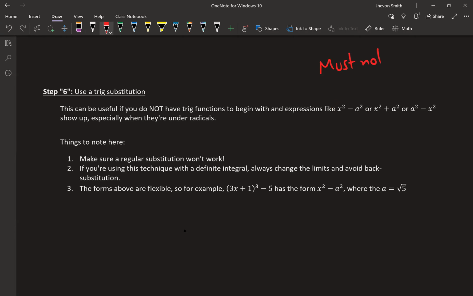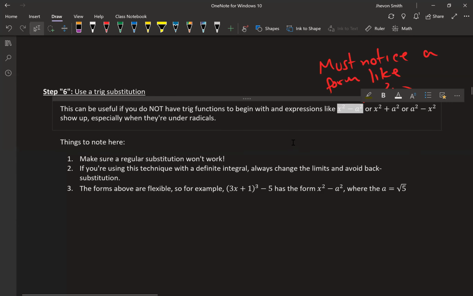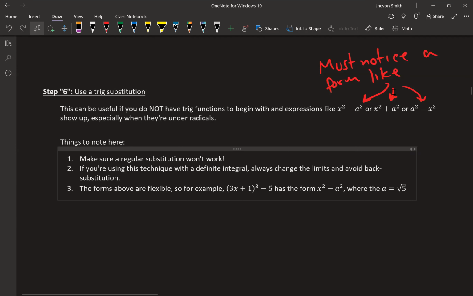Must notice a form like this or that, right? And this is especially useful if one of those forms shows up under a radical, but they might not show up under a radical. They can show up all over the place, but as long as you see this, you realize, hey, I can do a trig substitution. Like for the x squared minus a squared, of course, you're going to substitute x equals a secant theta. For the x squared plus a squared, you substitute x equals a tangent theta. For the a squared minus x squared, you would substitute x equals a sine theta, right?